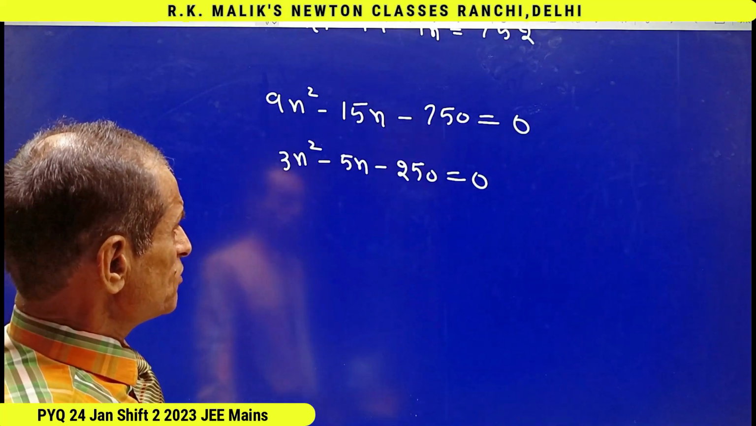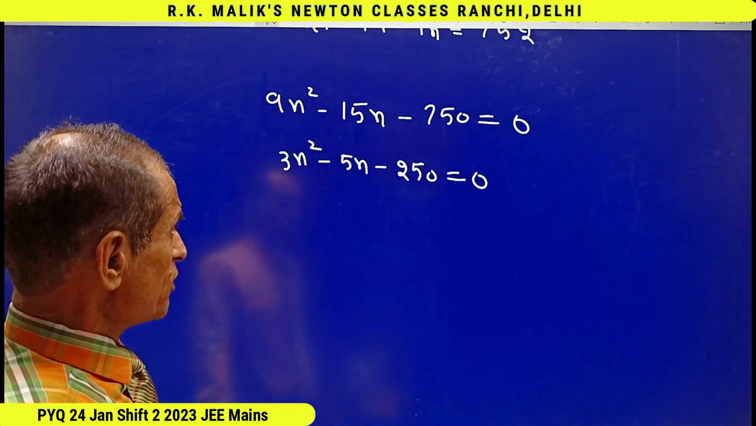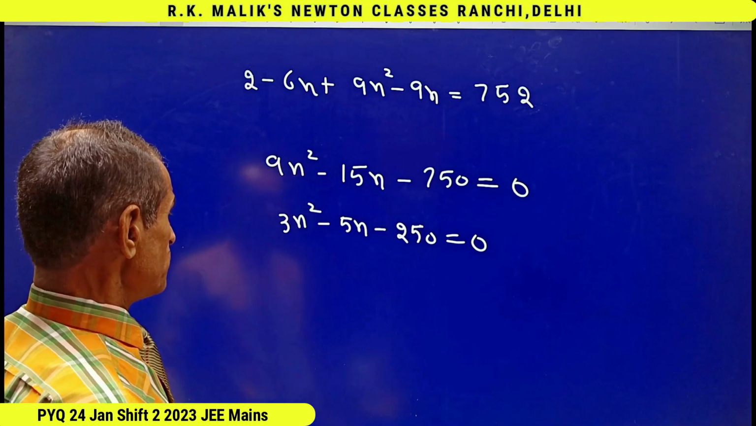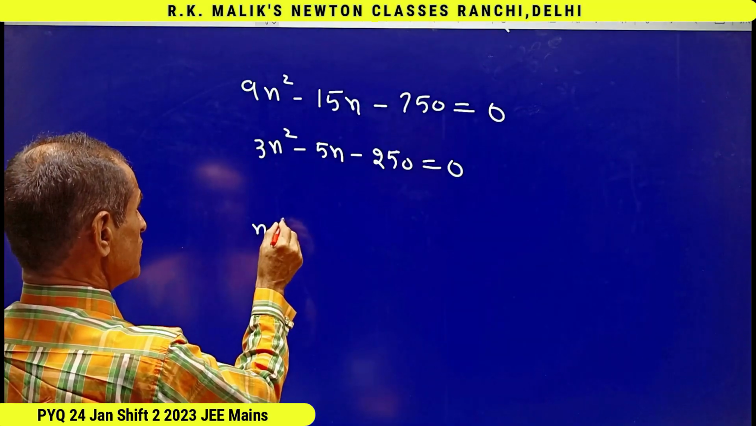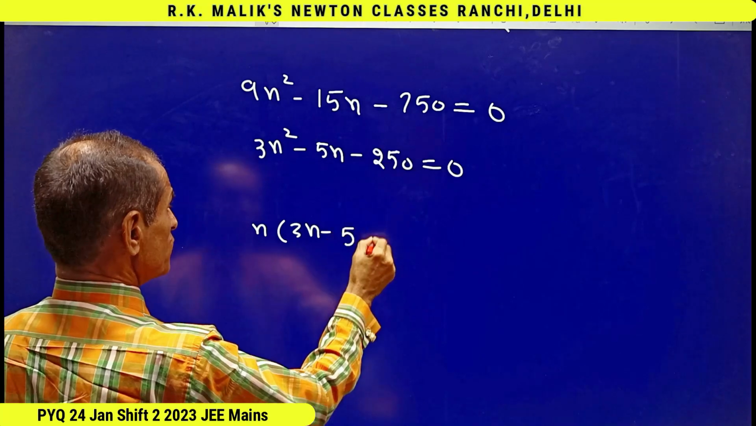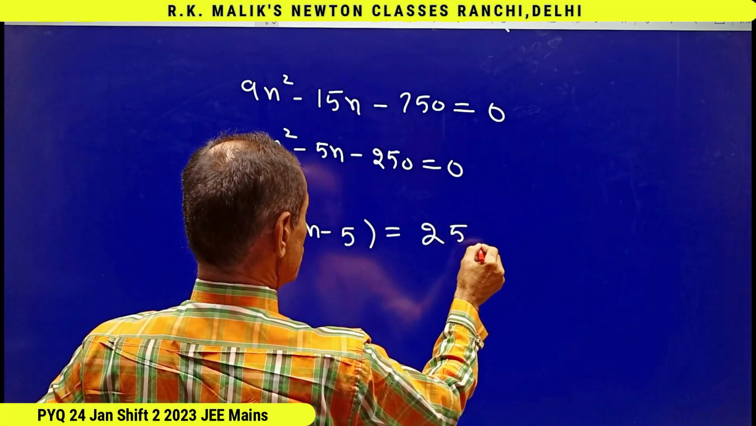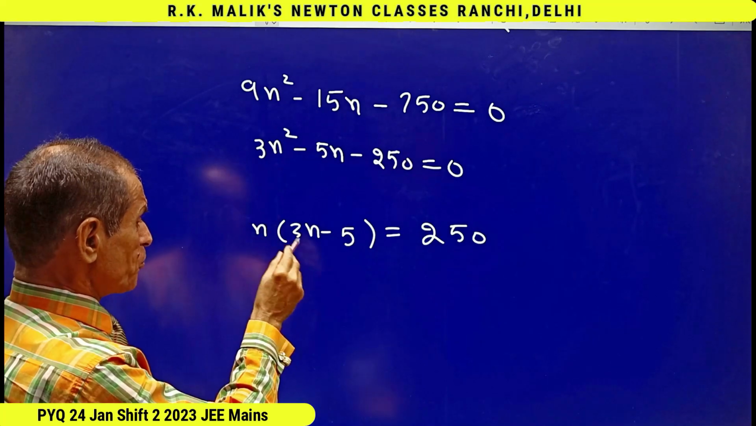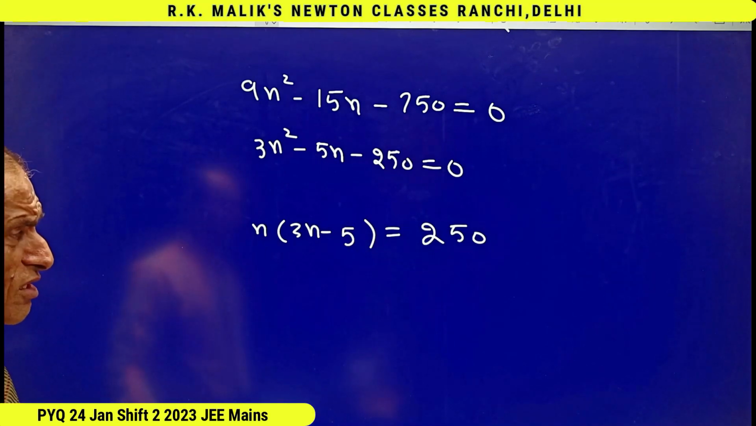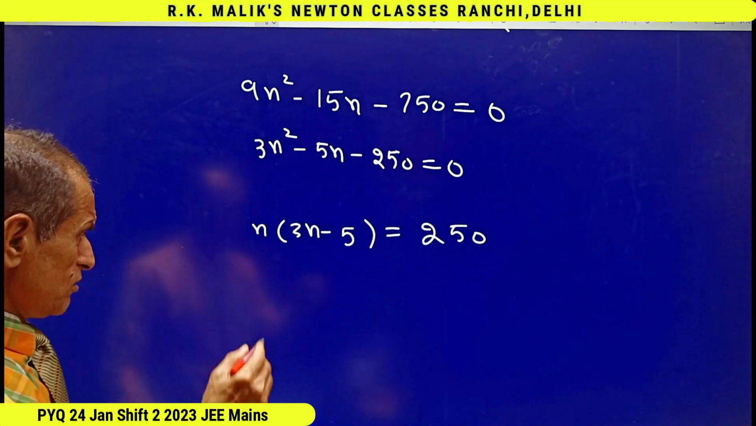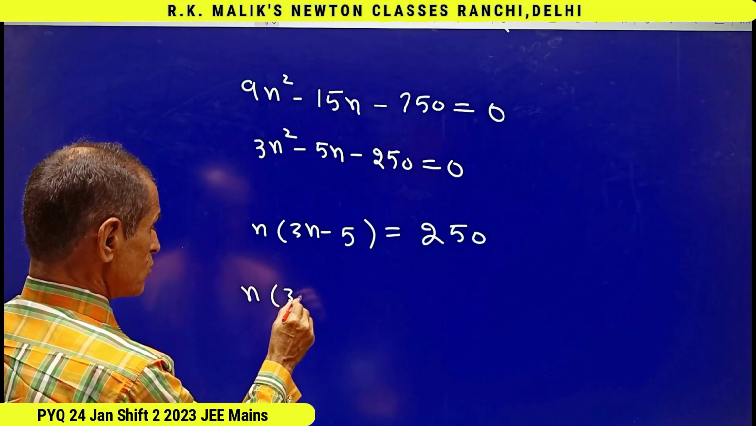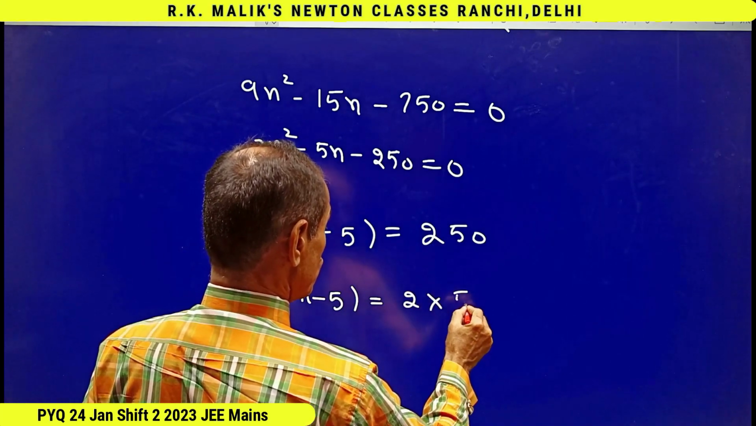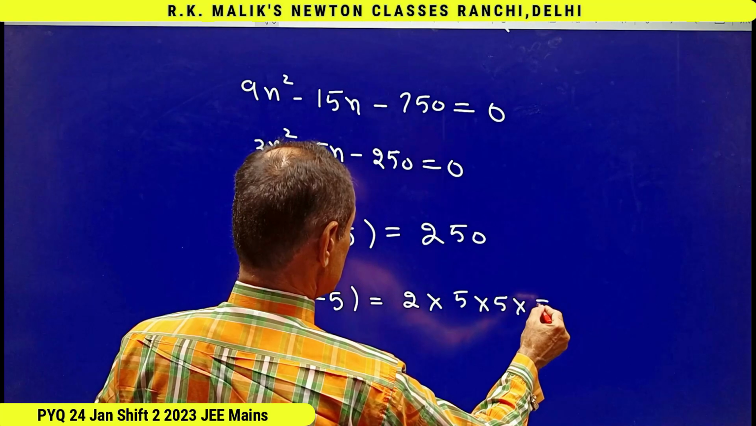Obviously, it is very difficult to calculate the value of n by using the quadratic formula. But note that n is a natural number is given to us. Keeping this in mind, it can be written as n into 3n minus 5 is equal to 250. That is, we have to find the value of n so that the product of these two becomes 250. Still, it doesn't seem to be easy even now. But see, 250 can be written as 2 into 5 into 5 into 5.